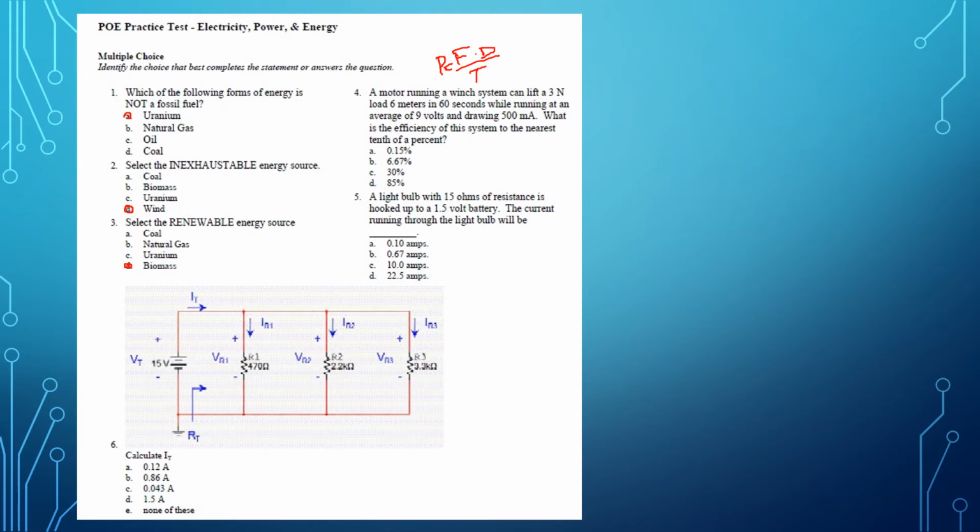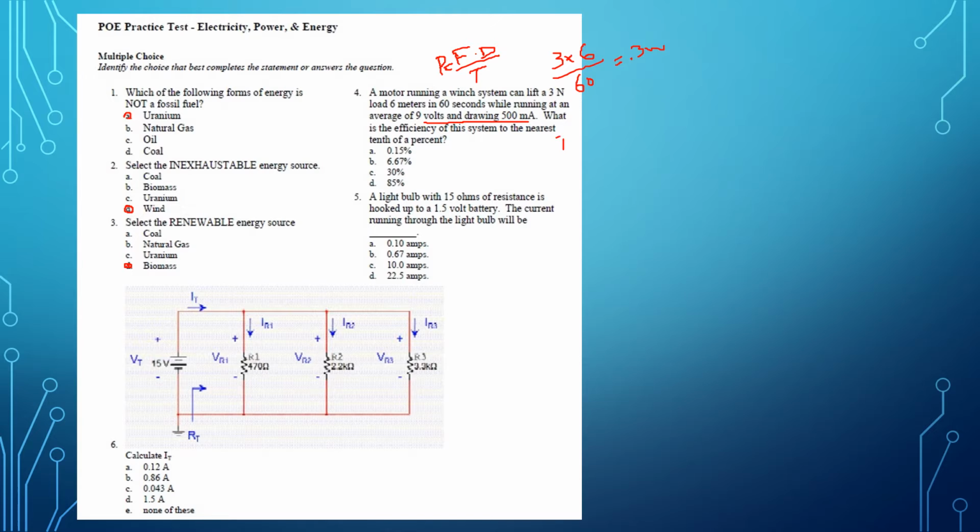So force is going to be 3 newtons multiplied by 6 meters, and that is over 60 seconds. And that's going to equal 0.3 watts. Now what you have to do with that, you have to look at the power down in this section. You got to use the 9 volts and the 500 milliamps.